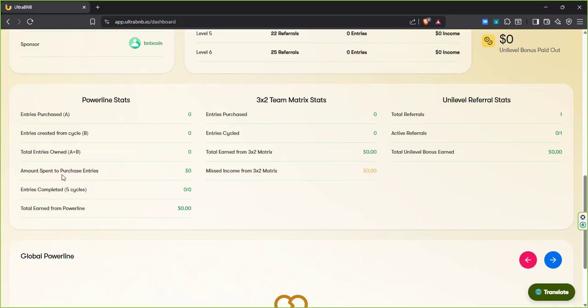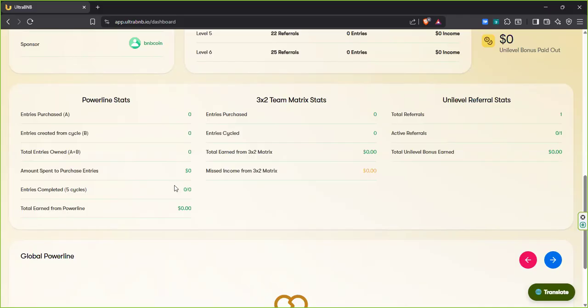And the amount spent to purchase entries will also be recorded here as $25, meaning you spent $25 to purchase these entries. Now, the entries completed cycles will also be recorded here as 5/5, because each entry needs to complete 5 cycles for that particular entry to expire for good. So it would then be shown here as 5/5 as the completed entries from your Power Line network or from your system.